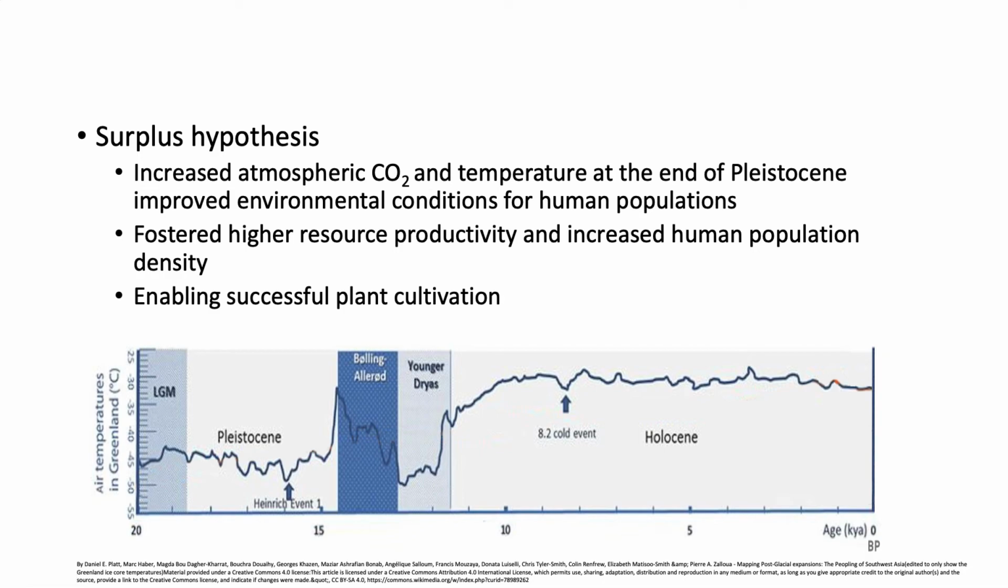So at the end of the Pleistocene, there was an increase in the atmospheric carbon dioxide and temperature, and that change favored an increase in productivity. If you have increased carbon dioxide, of course, plants would love that, because plants need carbon dioxide to synthesize sugar through photosynthesis. So these conditions enabled successful plant cultivation, and that eventually led to agriculture.